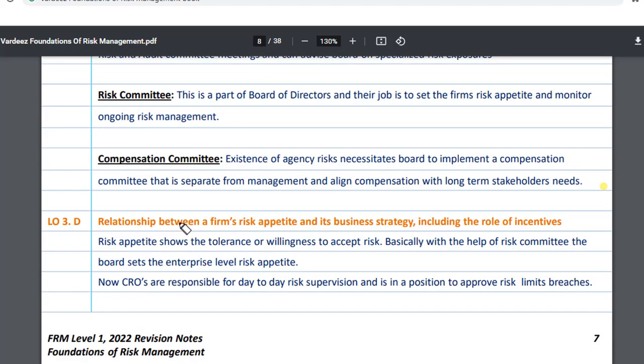Moving on to the next learning objective: relationship between a firm's risk appetite and its business strategy. Now, risk appetite shows the tolerance or willingness to accept risk. Basically, with the help of the risk committee, the board will set up enterprise level risk appetite, just what we have seen here. As I said, CROs are also part of the risk committee, and they are responsible for the day-to-day risk supervision, and they are actually in a position to approve risk limit breaches. Now, for example, if the risk limit is breached, the CRO role will come into play, and they will advise what next needs to be done.